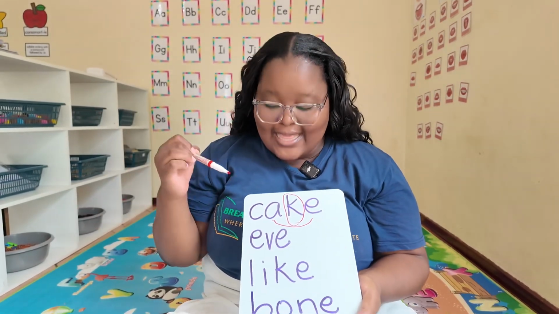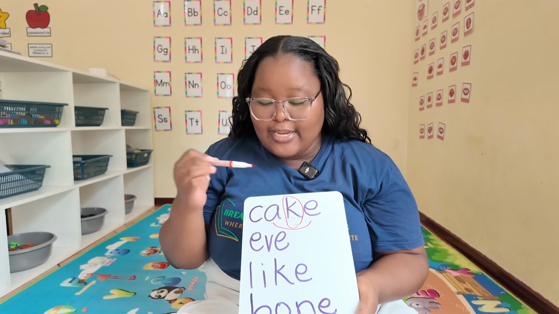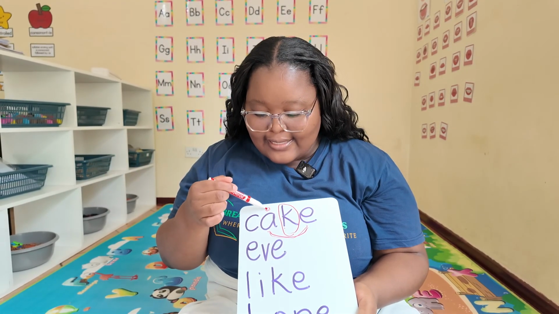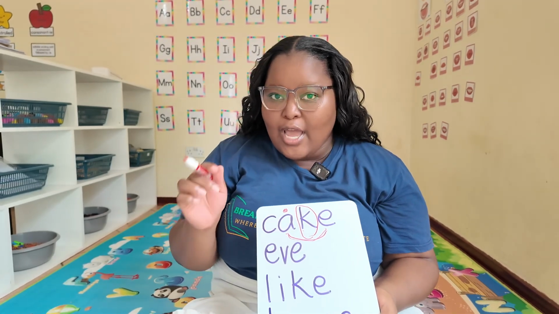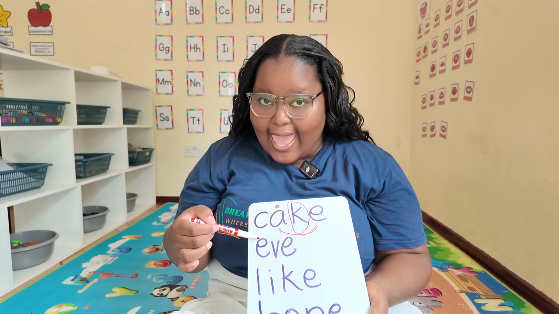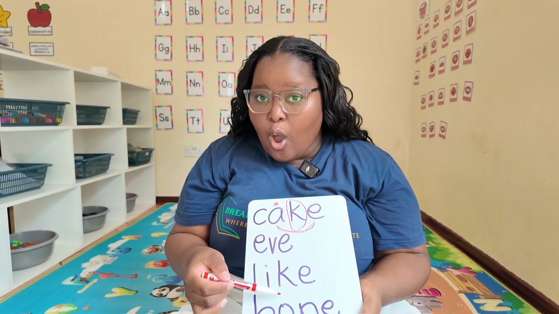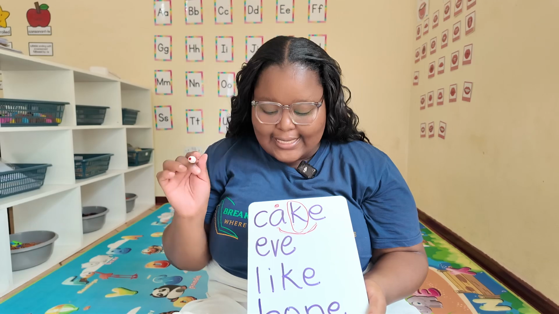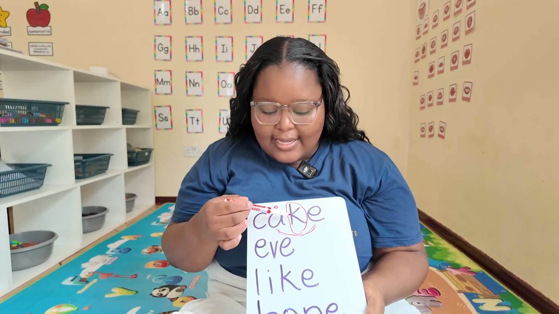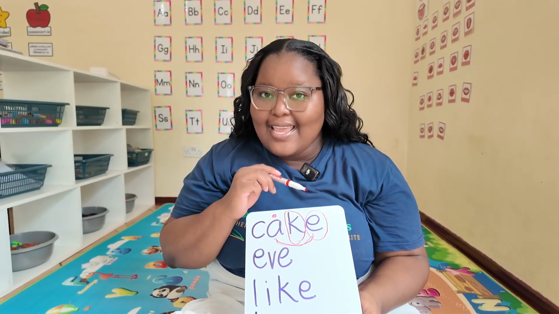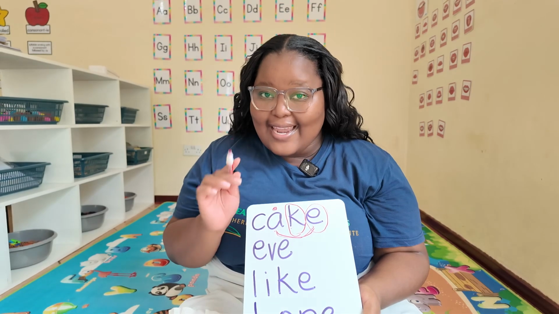So when we read this split digraph word, it becomes k, a, cake. Or sometimes we just say the A says its letter name, not its letter sound. So it doesn't say A, it doesn't say E, it doesn't say I, it doesn't say O. It's A, E, I, O. Let's read K, A, cake. That is the reason why we say this is a silent E. This is a silent E.